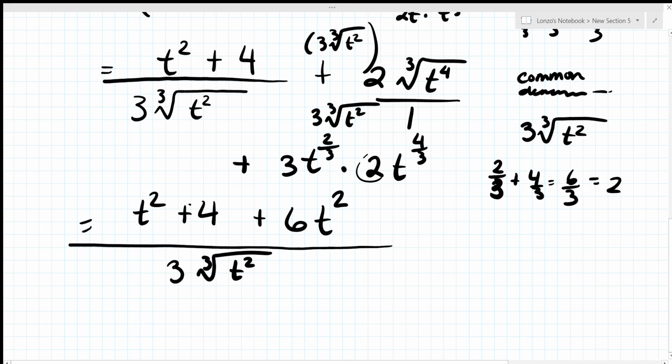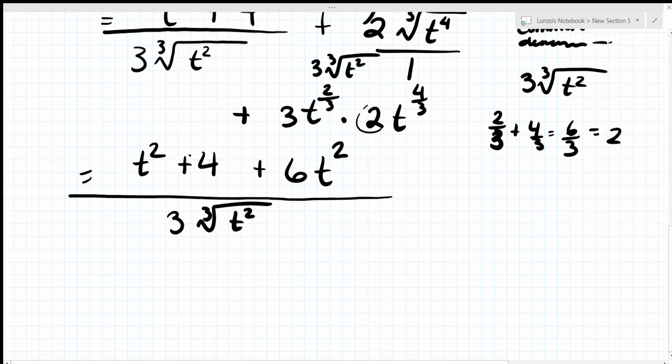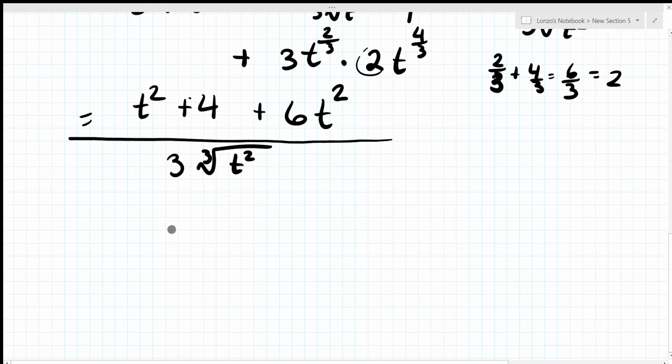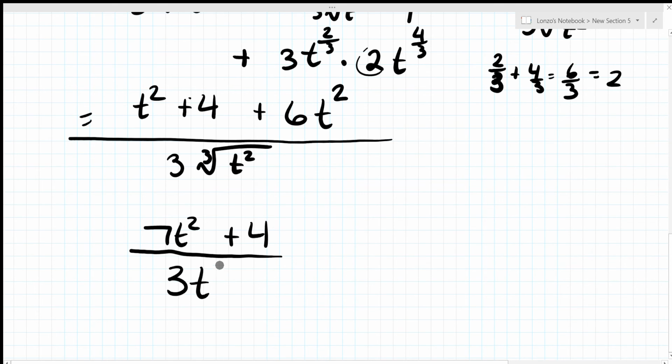Okay, now let's clean things up. Let's fix the numerator. We have a t squared here and a 6t squared there, so that's going to be 7t squared plus 4. And then the book actually wants you to answer it all in power form. So how do I rewrite this in power form? The denominator is the same thing as 3 times t to the positive 2/3 power. So this is your final answer. h prime of t is this.